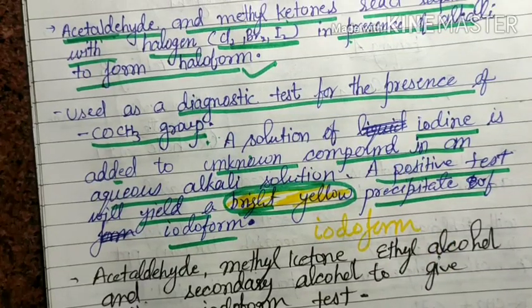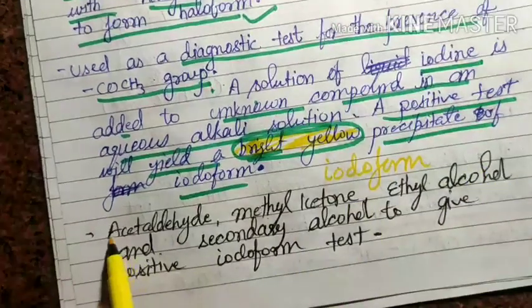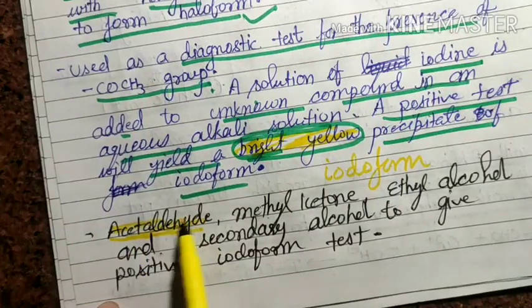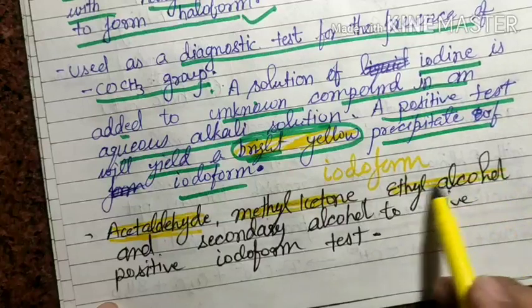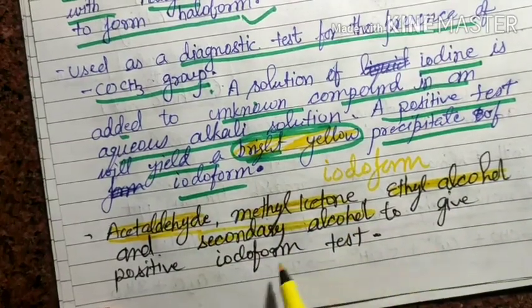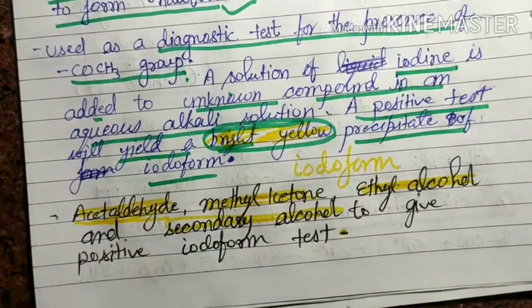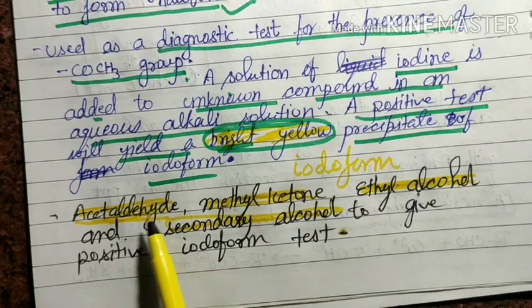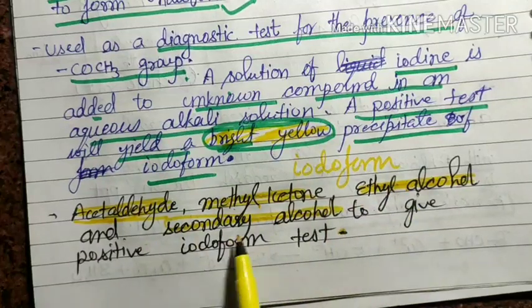Clear? And which molecules may give the iodoform test? To sum up: acetaldehyde, methyl ketone, ethyl alcohol, and secondary alcohol give a positive iodoform test. These four may give a positive iodoform test. Acetaldehyde you know very well. Then methyl ketone, ethyl alcohol, and secondary alcohol.